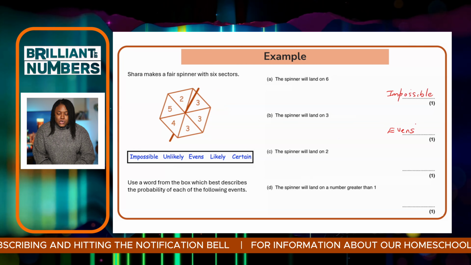1 mark. The spinner will land on a 2. I can see here there is just 1 out of 6, so that means it is going to be unlikely to happen. So we write unlikely for 1 mark.